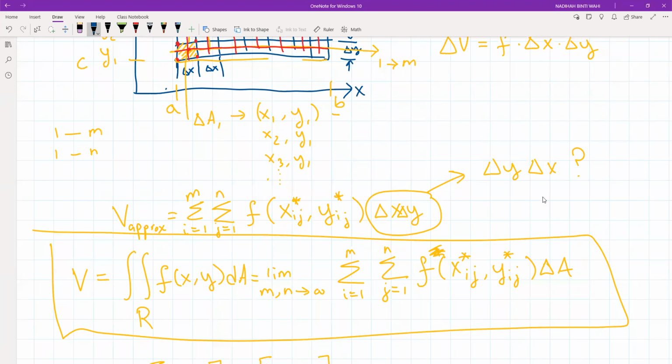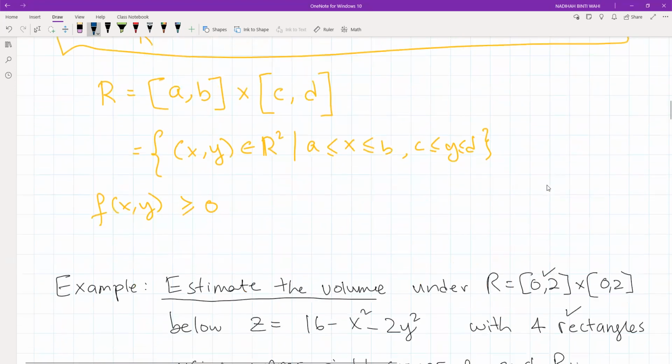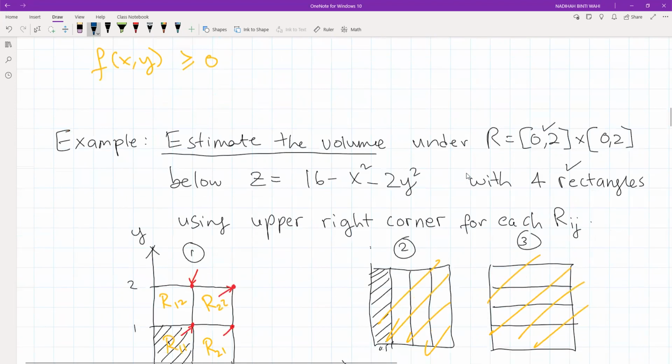This is the heart of calculus. Calculus is where you take the limit and see the behavior of the function. It is always based on your definition of limits, and the area under the surface. In this case, we only use rectangles. The rectangle is for x-axis from A to B, and y-axis from C to D, as long as it is positive. If it's negative, like we did just now, it will be a negative value.